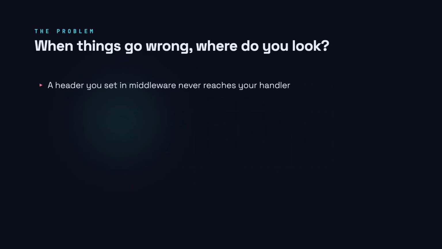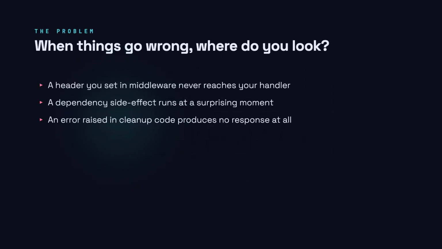Here is the frustration. FastAPI does a lot of work automatically, and that is great until something misbehaves. You add a middleware that sets a header, but your route never sees it. You raise an exception deep in a dependency, and you are not sure which error handler catches it. Without a clear picture of the lifecycle, you are guessing. With it, you know exactly where to look.